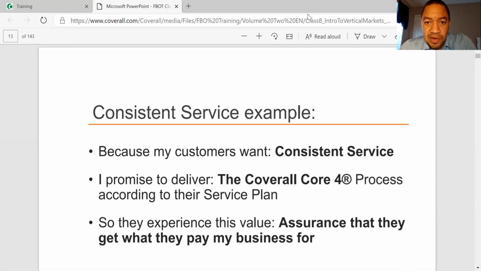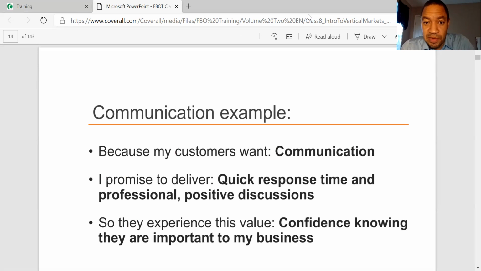So consistent service, there's a few different ways to give you examples of how this plays out in a regular facility or a relationship, right? Because your customers want consistent service, then we promise to deliver the Coverall Core 4 process according to their service plan. So they experience this value, and that is the assurance that they get what they pay their business or your business for. So get what you pay for in so many words. That's exactly what it means.